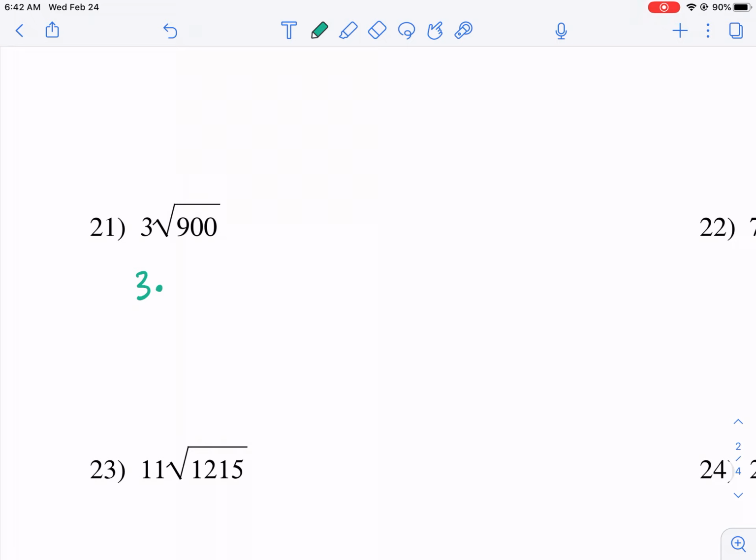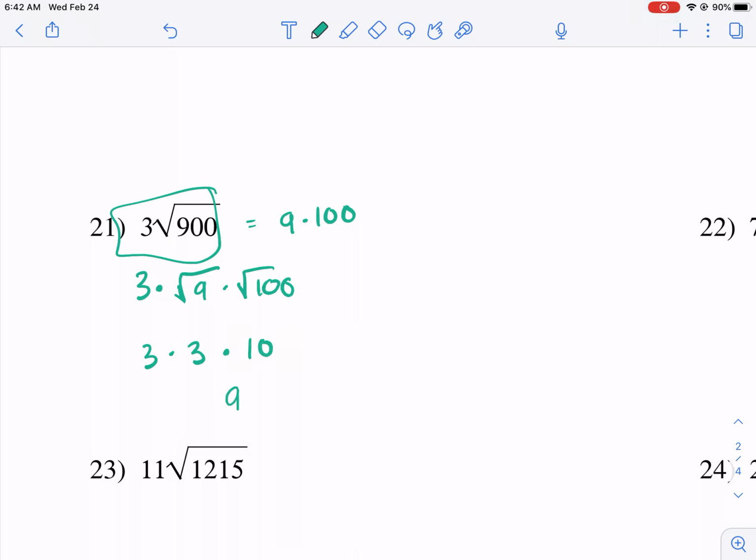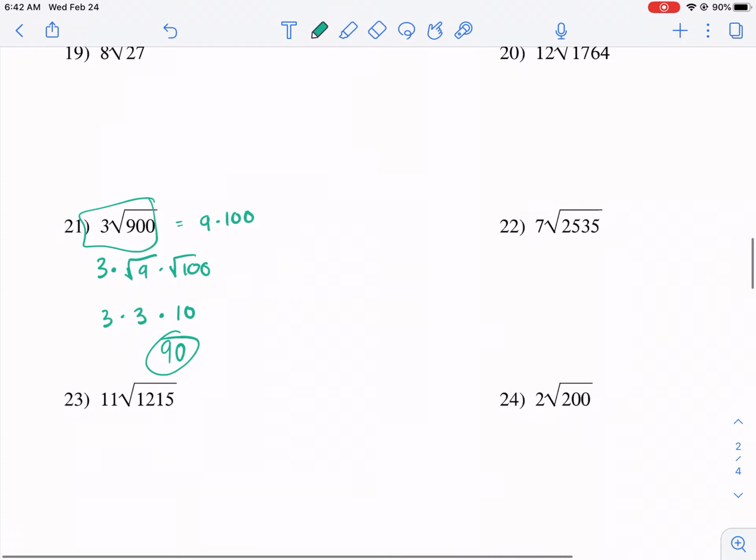And the reason why is because I know 900 is the same thing as 9 times 100, both of which are perfect squares. So I'm going to say square root of 9 times square root of 100 times 3. And that's the equivalent of this. So we have 3 times 10. So we have 3 times 3 is 9 times 10 is 90. So we get 90 for our final answer there.